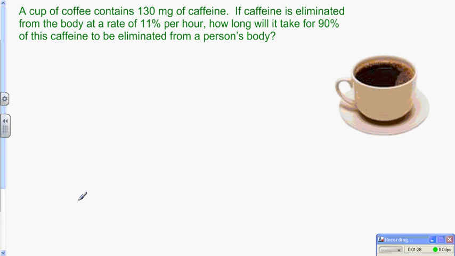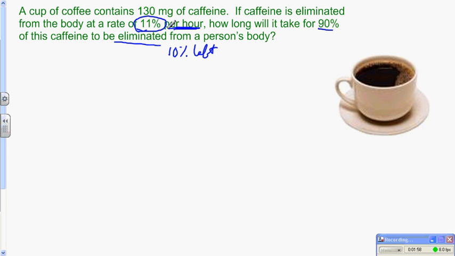So here's a question. We have a cup of coffee that contains 130 milligrams of caffeine. Caffeine is eliminated from the body at a rate of 11% per hour, and per hour is big. How long will it take for 90% of the caffeine to be eliminated? One important part to understand: if you are eliminating 90%, that means there is 10% left in the body. Very important to understand that.